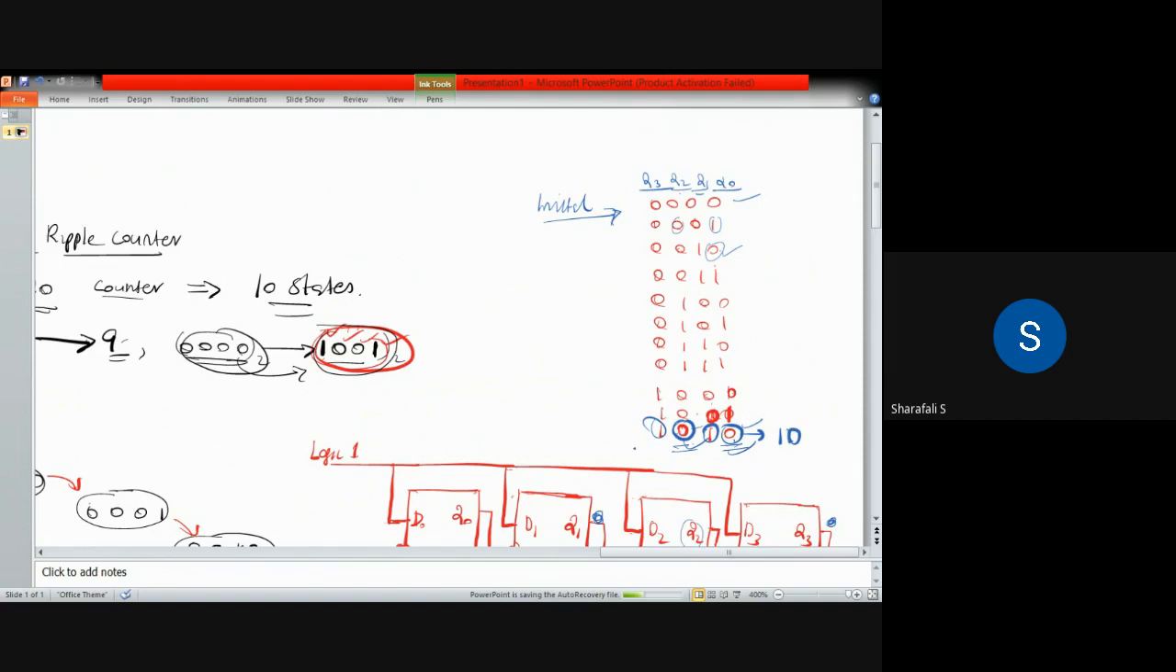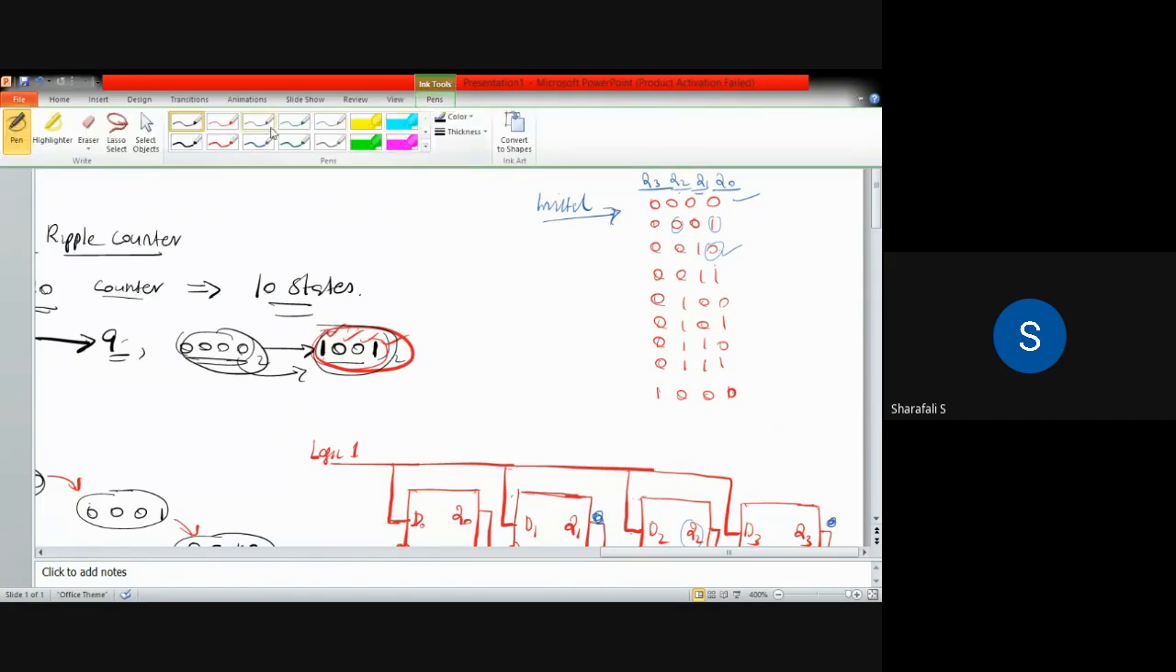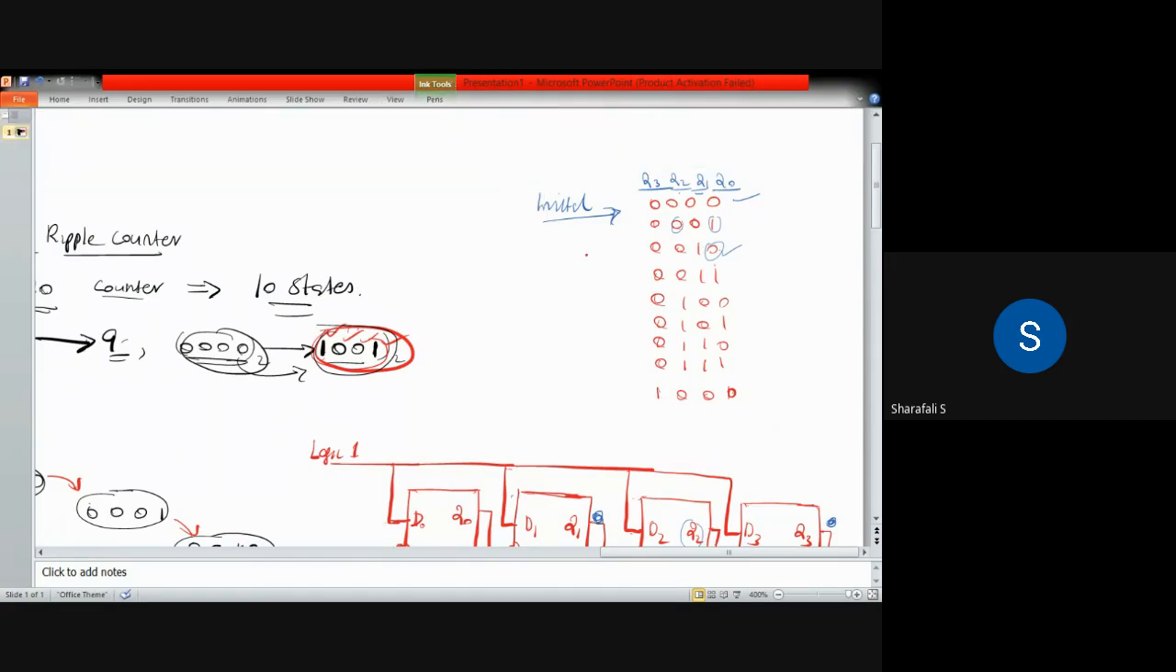So in this case, Q3 will be 1. That's why it was not coming, but now it is okay. Now this Q3 is 1, you can see from here. I will erase this. So 1 0 0 0, then we will be having 1 0 0 1. In this state we have to stop. So the next state is 1 0 1 0.